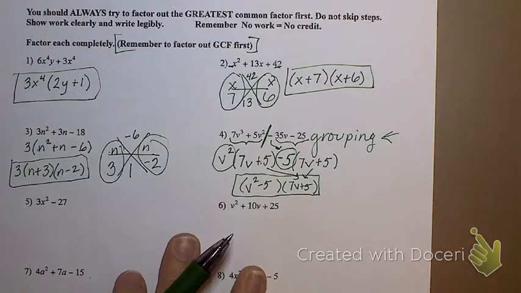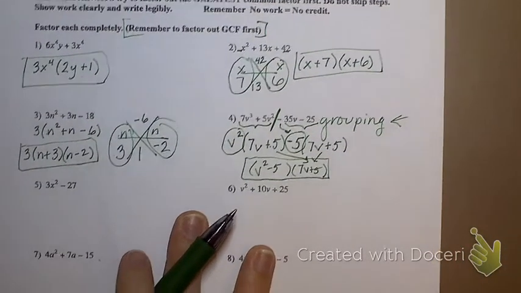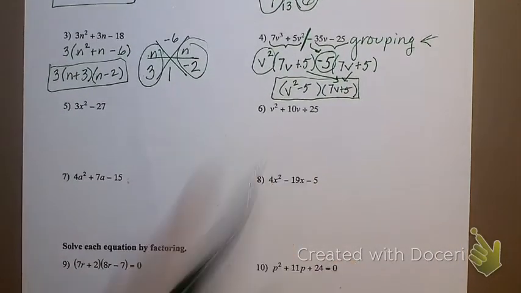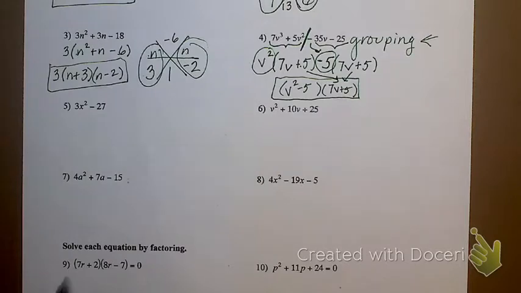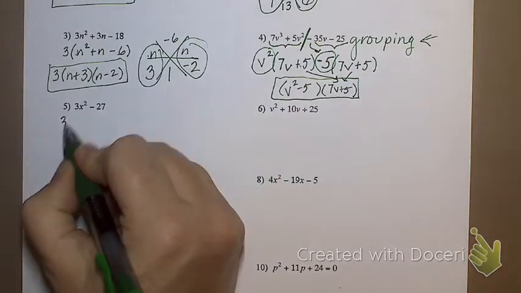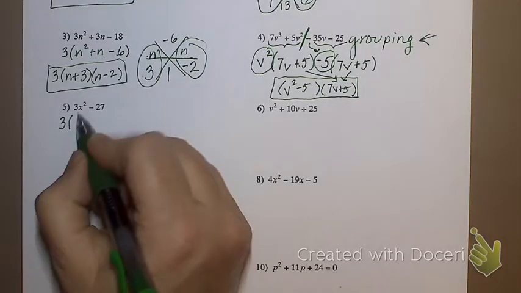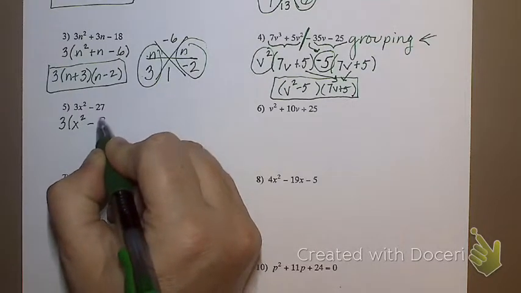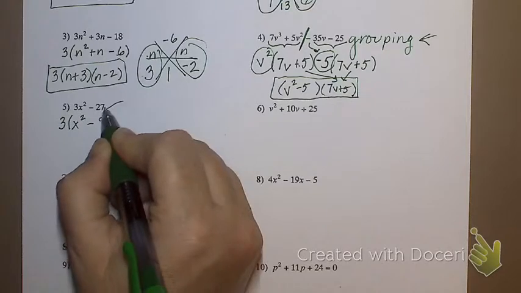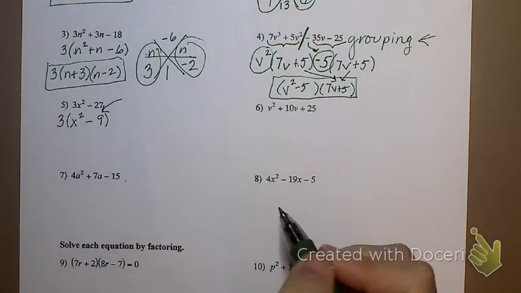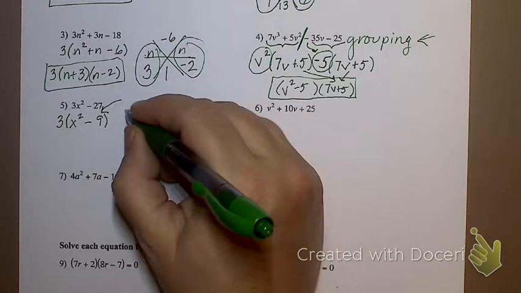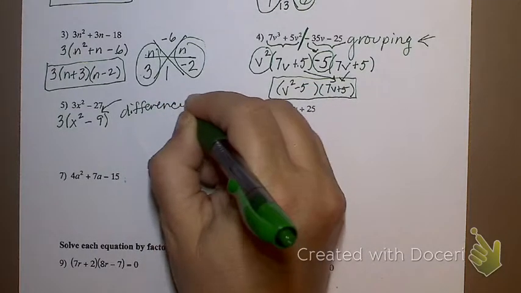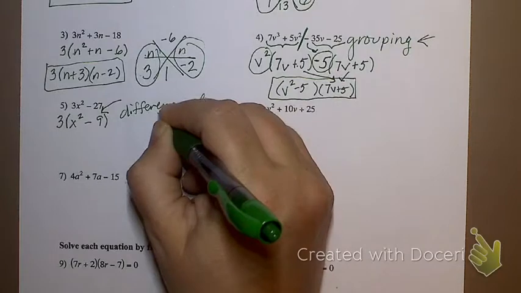Okay, so? Good answer. All right, number 5. Do they have anything in common? What do they have in common? And then what would be left inside? X squared minus 9. Now this we have a shortcut for, because this is what we call a difference of squares.